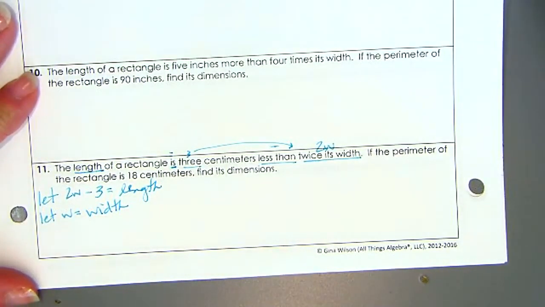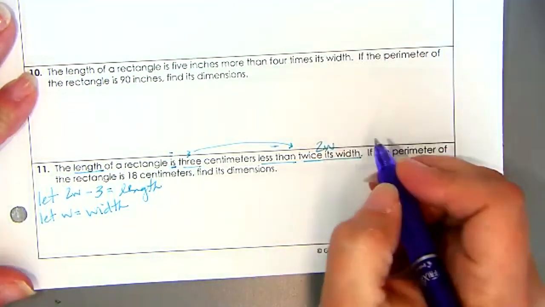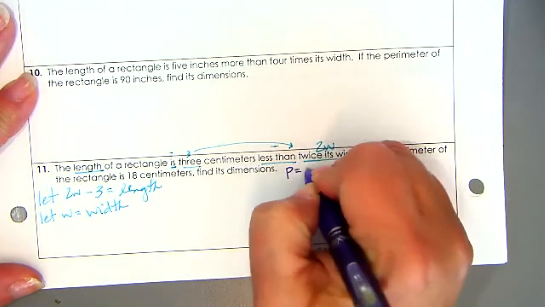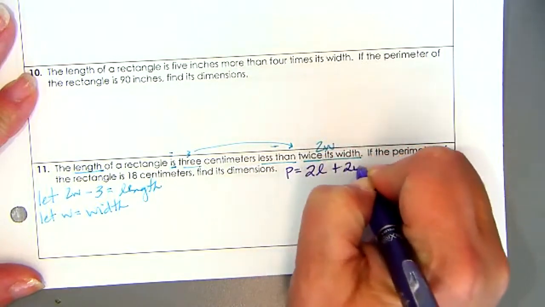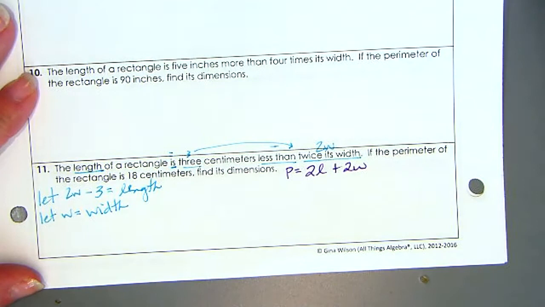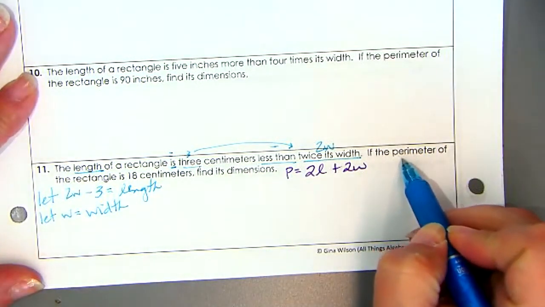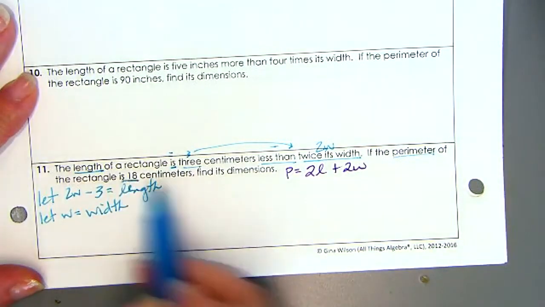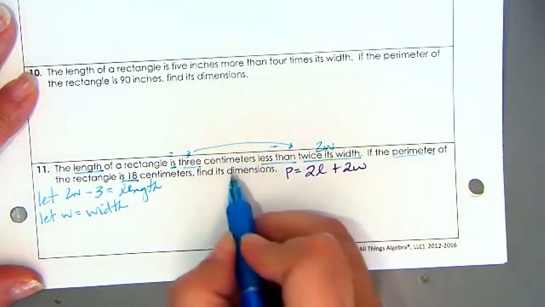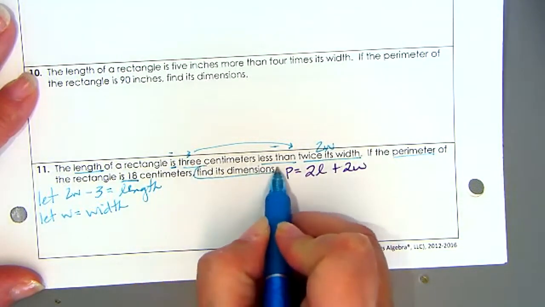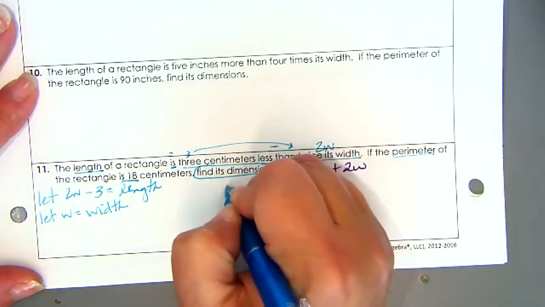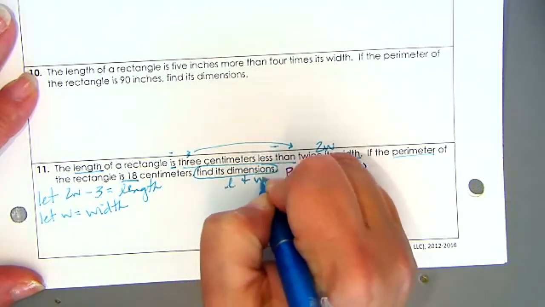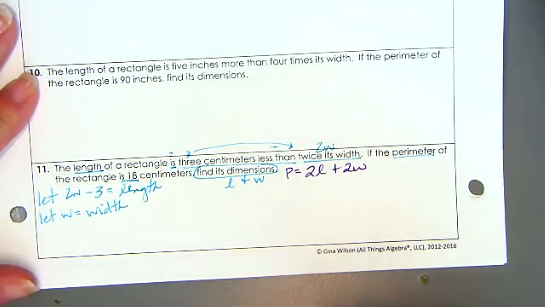All right, so now we're going to use our nice formula for perimeter. Remember, P equals 2L plus 2W. If you read further into the word problem, it tells us the perimeter of the rectangle is 18. So it gives me that information. The question is, I want to find its dimensions. Dimensions means I want to find the length and the width. All right, now I plug and chug.